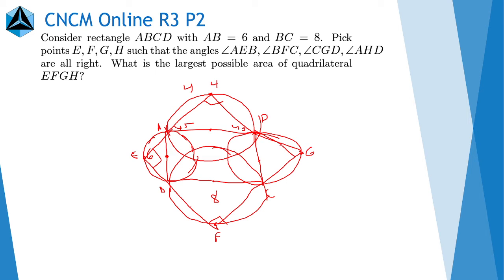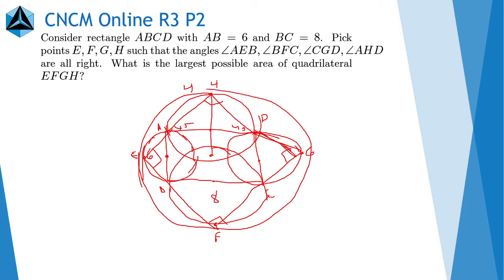It's a square. But we want to show that this square is the largest possible area that you can fit in here. So what we're going to do is we know that this circle has radius 3 and this circle has radius 4. Let's take the center of the rectangle here and draw a circle with radius 7 around this whole diagram. First, every single set of points E, F, G, H will be contained within this circle. You can't be outside of the circle. Everything will be contained within the boundary of this circle with radius 7.